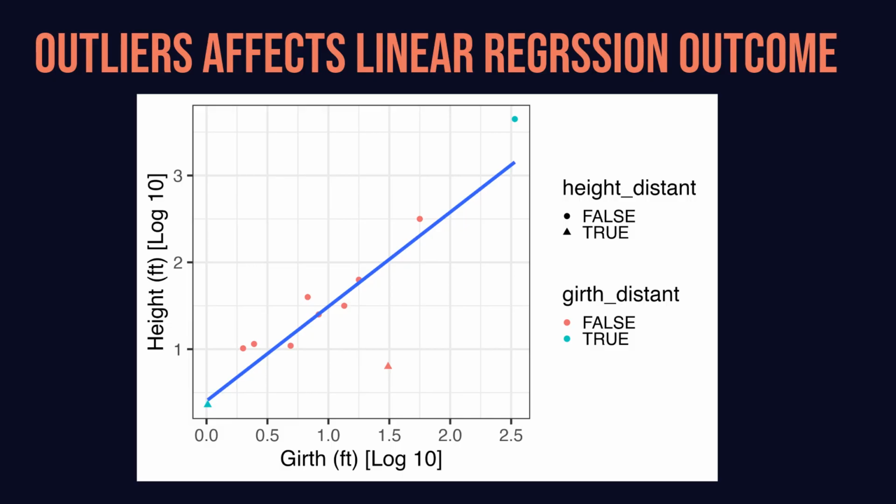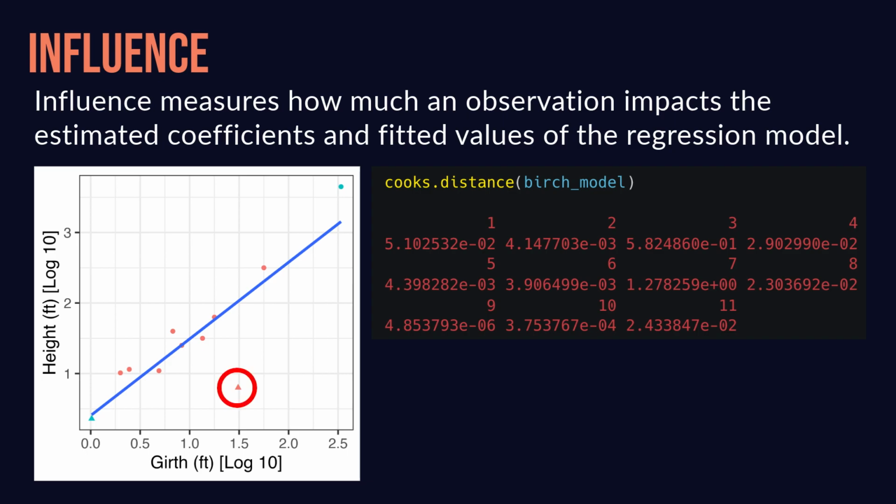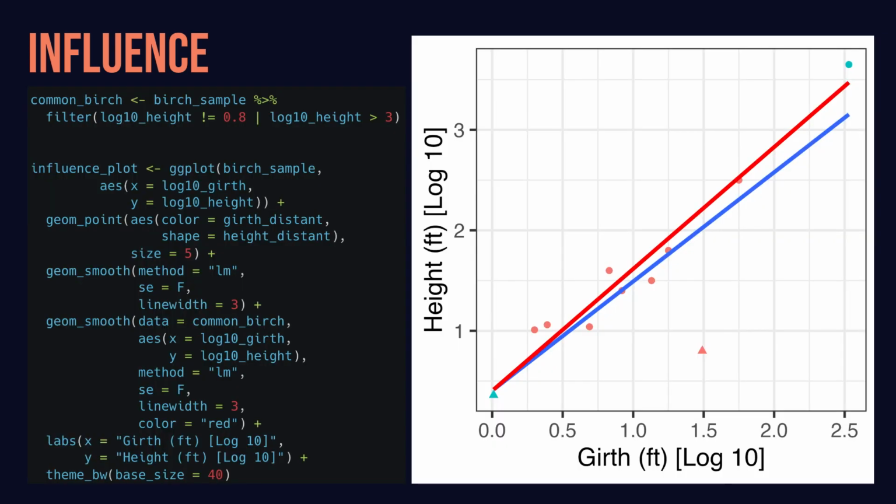The second kind of outlier is when it lies far from the model predictions. Here, there's a really short and thick tree represented by a pink triangle. These types of values, which lie far from the model predictions, can be quantified using a parameter called influence. The influence values can be retrieved by calling a function cooks.distance on the model object. Calling cooks.distance on the birch model gives its influence values. Influence measures how much an observation impacts the estimated coefficients and the fitted values of the regression model.